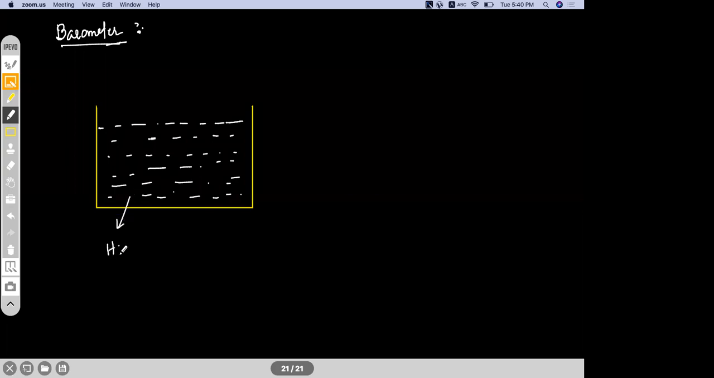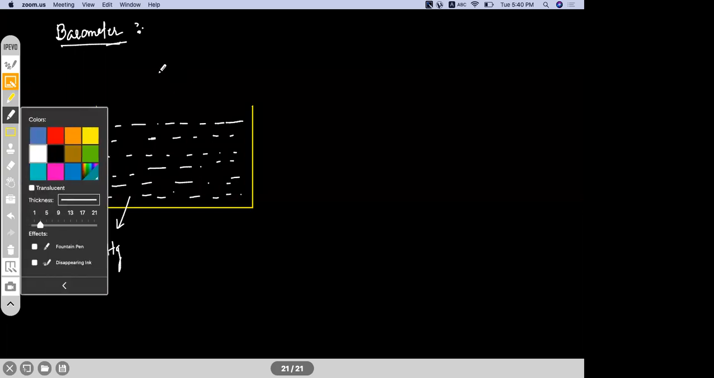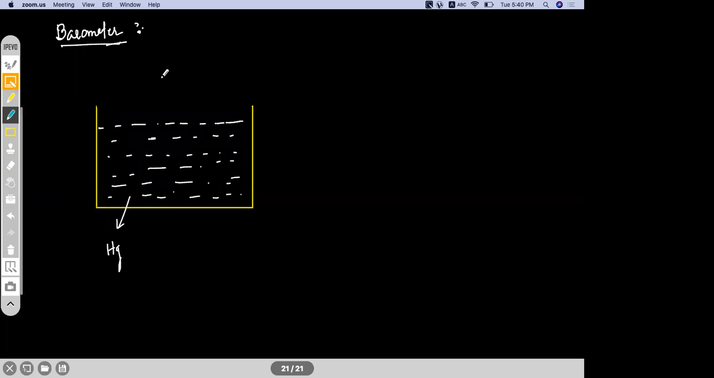Hg. And if you place a tube like this with the open end downward, then what happens? This mercury column will rise in the tube and it goes to a certain height.